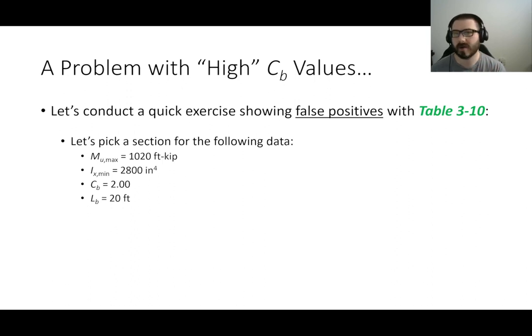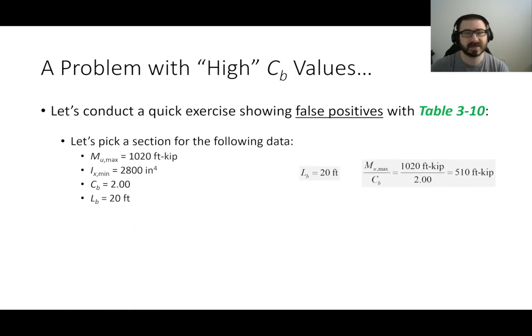So how do we go about design, and how do we go about selecting using Table 3-10? Well, what we do is we go into Table 3-10. On the x-axis, we're going to find 20 feet. And on the y-axis, we're going to take Mu divided by Cb. So we divide that out, and we find a moment of 510 foot kips. That's just 1,020 divided by 2.